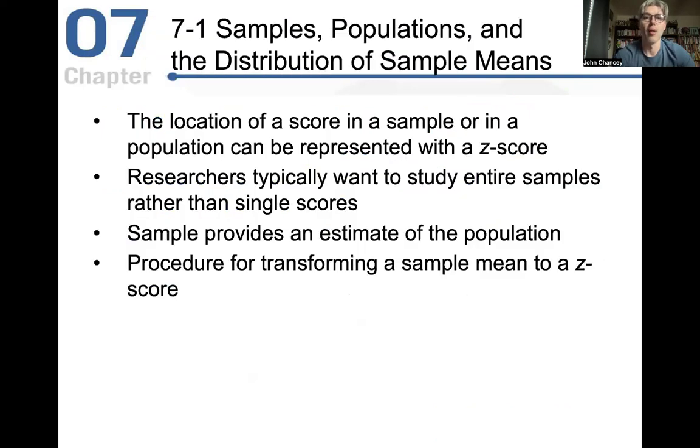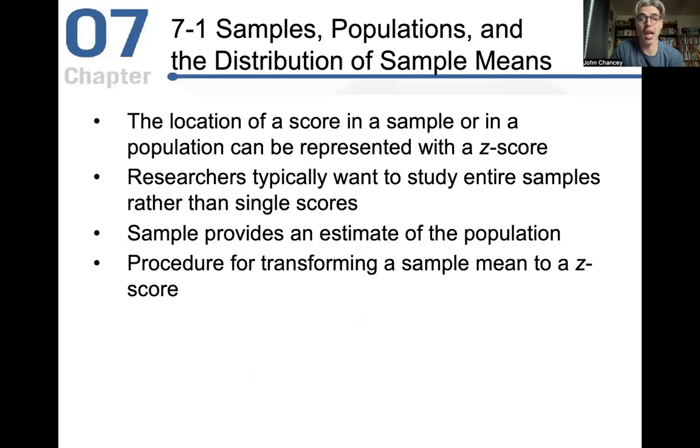So the location of any score from our sample can be represented as a z-score. We've talked about how far away it is from the mean. Researchers, however, are typically looking at the entirety of the sample, not necessarily individual scores. So that's what we're doing with this chapter: instead of focusing on individual scores, we're taking more of a 10,000 foot view and understanding what's going on with the actual sample itself. Samples are what give us that estimate of the population. Maybe we know the population mean, but through our samples, the data we collect, we can find out how close that sample represents the mean.